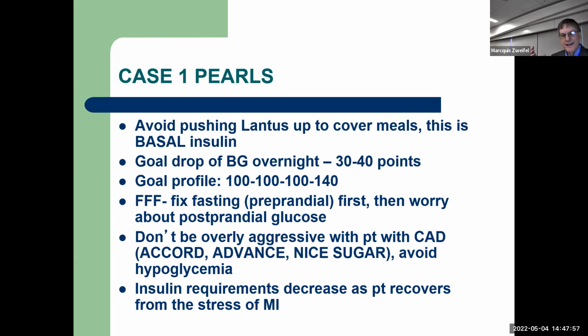ADVANCE and ACCORD, you know, they had a lot of patients with coronary artery disease, and so there were more complications with hypoglycemia. They also tended to have patients who had their diabetes longer. Most of them had it a minimum of 10 years, as opposed to DCCT and UKPDS, where they were entered into those studies at the time of diagnosis. Okay.